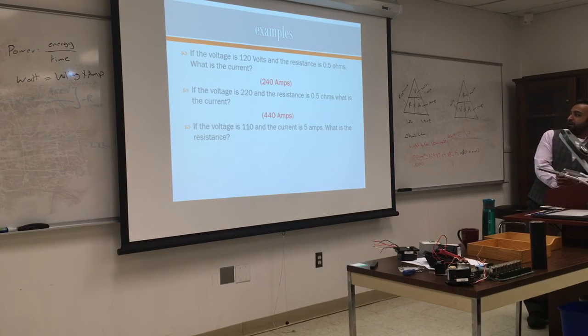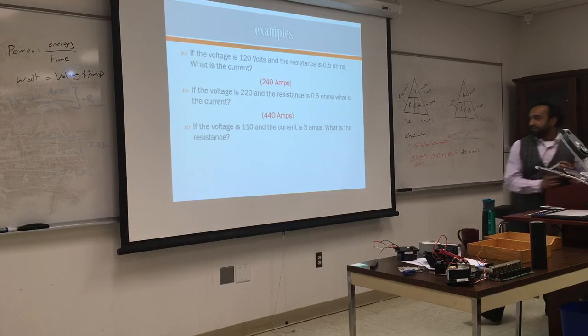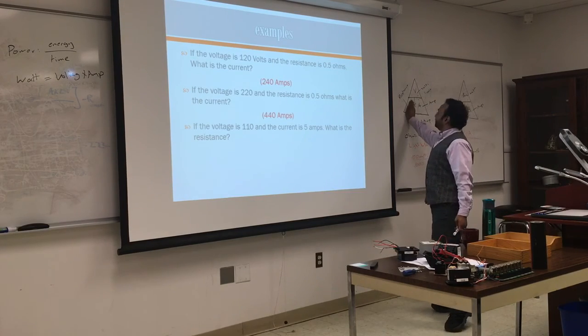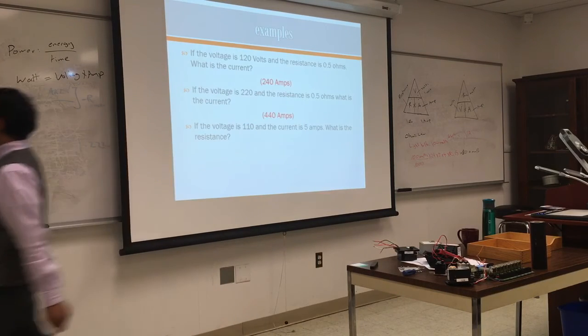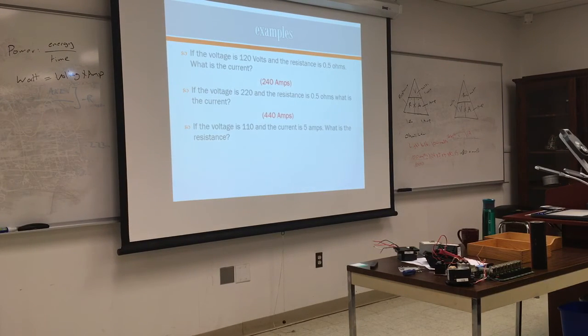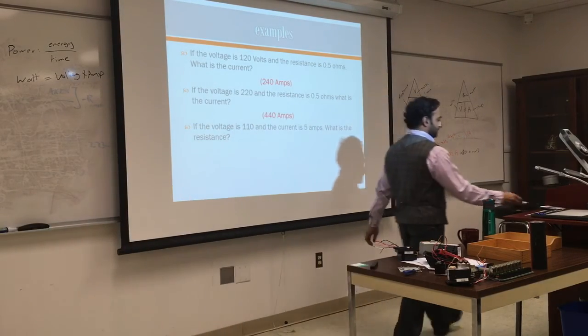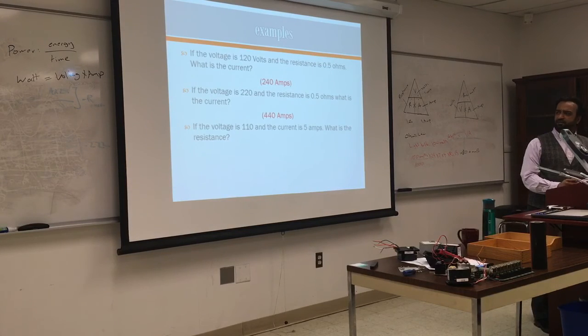If the voltage is 110, the current is 5 amps. What is the resistance? So this time, I'm looking for the resistance. So voltage over amperage. What is that? 22 ohms. Easy. So, not that complicated, right? It doesn't get complicated. We'll keep it this simple.